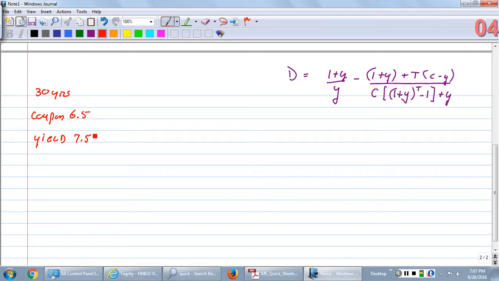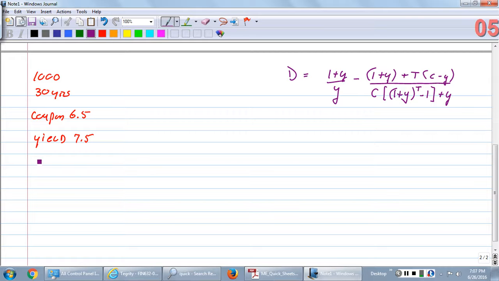Well, what that tells me, since interest rates are higher than the coupon rate, interest rates go up, value goes down. This bond is going to be selling at a discount. We'll solve for that actually. All right. So we've got a 30-year bond, 6.5% coupon. It's currently priced to yield 7.5%. Let's assume, like all of our other bonds, that it has $1,000 par value.